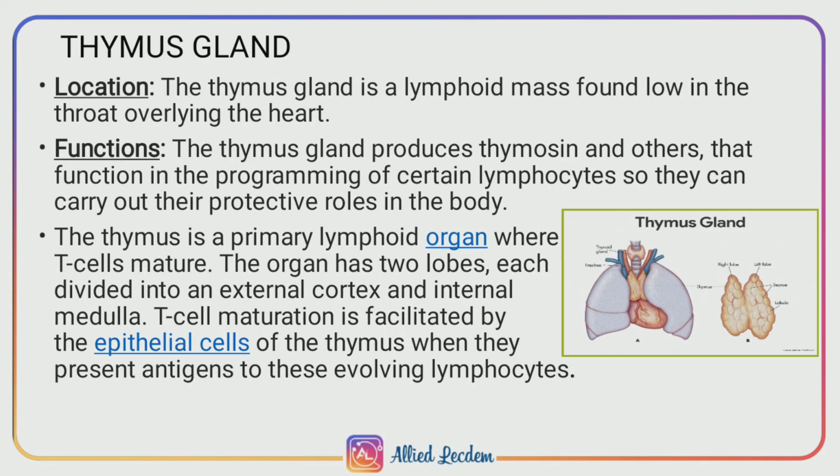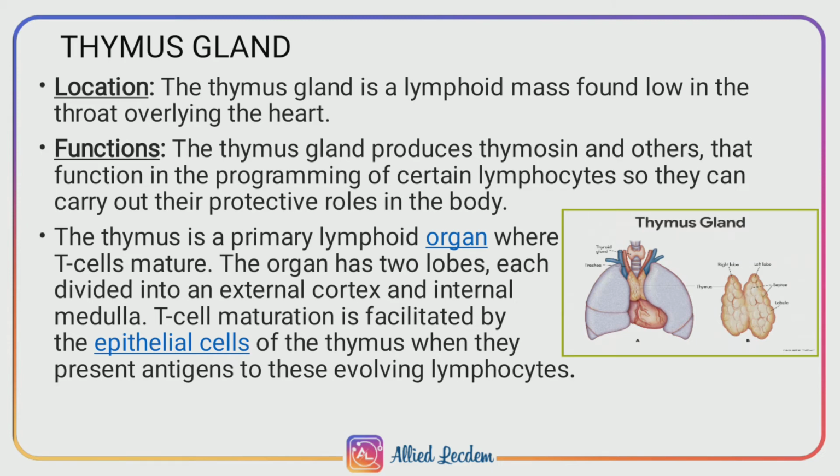Thymus gland. We know the thymus gland is a mass found low in the throat overlying the heart, and it produces a hormone, namely thymosin, which helps certain lymphocytes carry out their protective roles in the body. And the foremost important function of the thymus gland is that it produces a primary important lymphocyte cell, that is T cells, where they get matured. The organ has two lobes, each divided into an external cortex and an internal medulla.